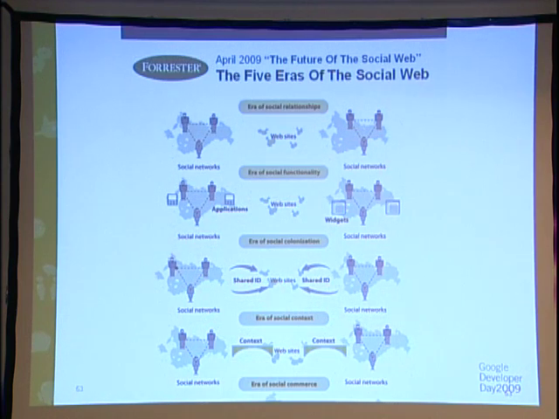Forrester did a very interesting report called The 5 Eras of the Social Web. I'll tear through these, but the first one, social relationships, signing up for social networks. The second one, social functionality. This is where the social network becomes a platform. Facebook did this best. Chris Chabot is talking next door right now about social. If you want to learn more about this, go collar him.